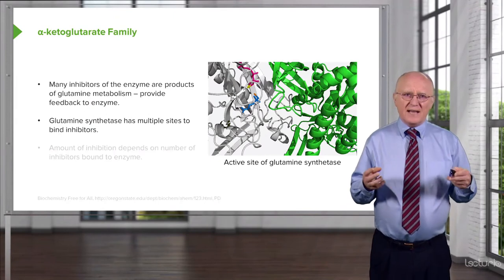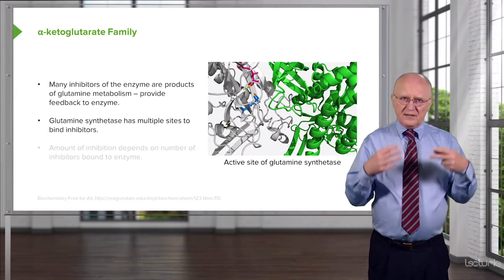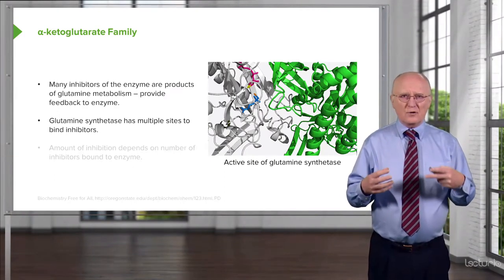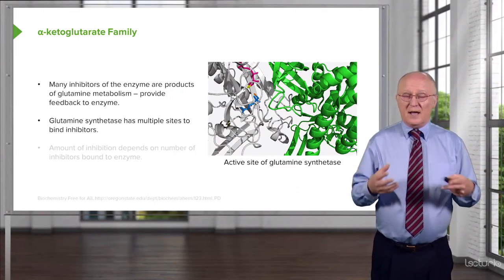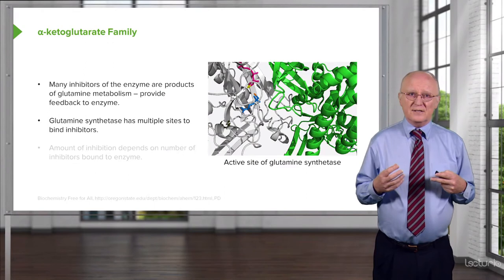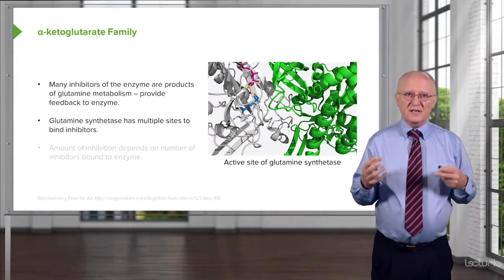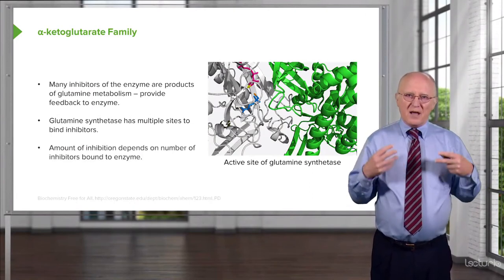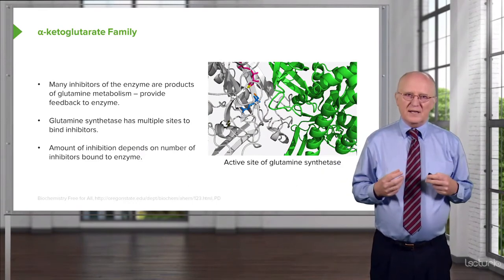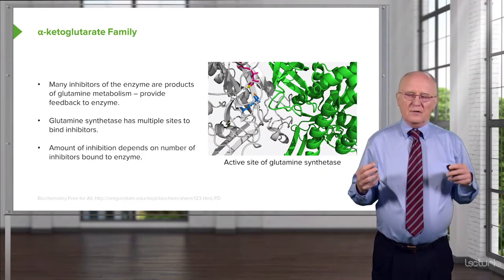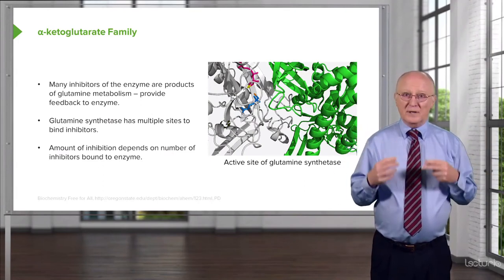Glutamine synthetase has multiple sites, and that's actually how it controls the synthesis of glutamine. Those multiple sites are not for making glutamine, but rather for binding inhibitors. So you saw on the last slide about 10 different inhibitors that can affect the enzyme. And there are multiple sites on glutamine synthetase, one for each of the various inhibitors. So as we look at the amount of inhibition that the enzyme exhibits, it's actually a function of how many of those sites are bound to inhibitors. The more inhibitors are present, the more sites will be bound, and the more the enzyme will be inhibited.